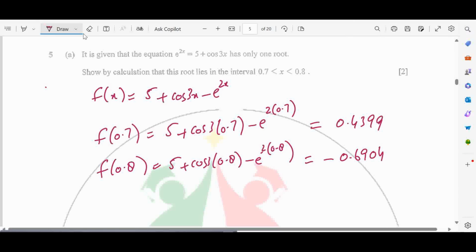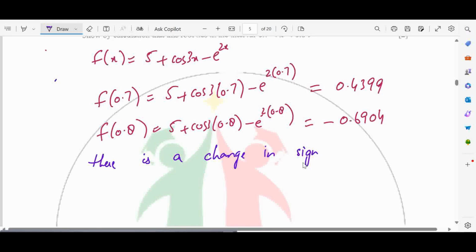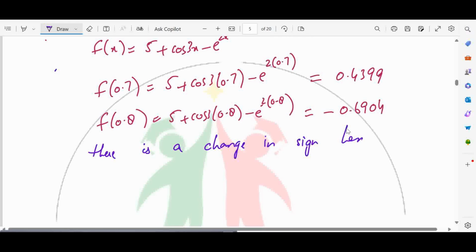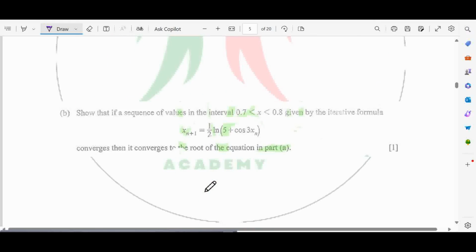0.04. Now as we can see, there is a change in sign, hence the root lies between 0.7 and 0.8. Okay, let's move to the next part.